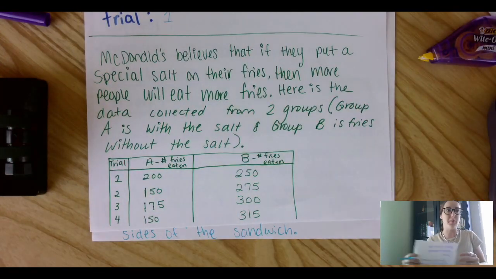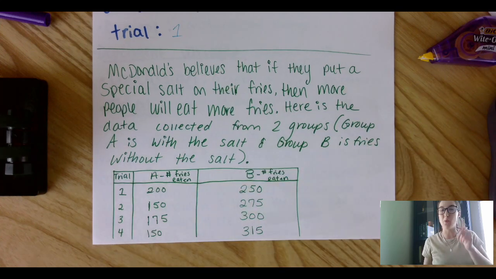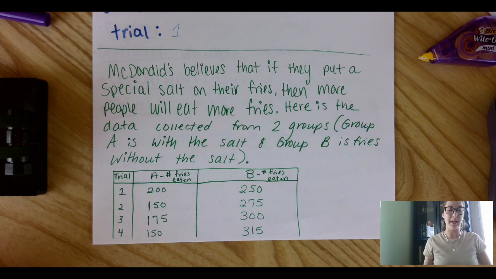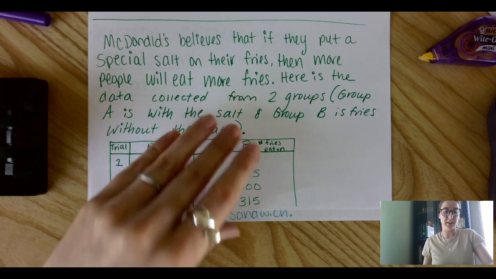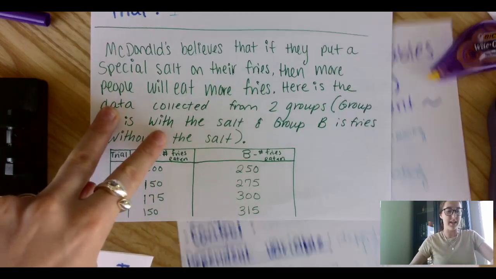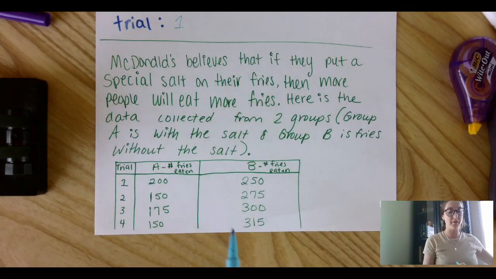McDonald's believes that if they put a special salt on their fries, then more people will eat more fries. Here's the data collected from two groups. Group A is with the salt, and Group B is fries without the salt, okay? So we have 4 trials here, as it says, and then in Group A, you can see the number of fries eaten, okay?